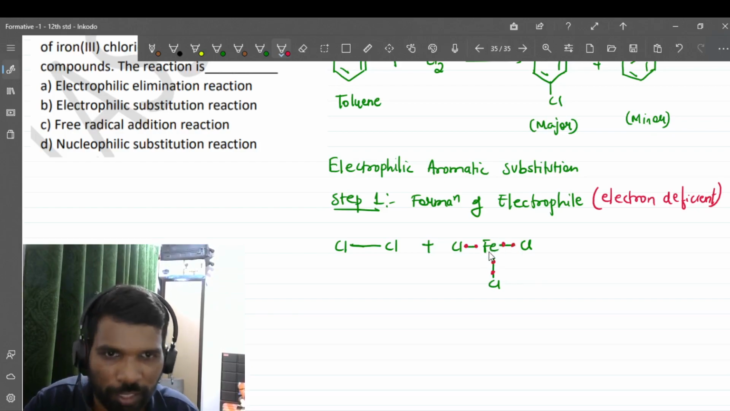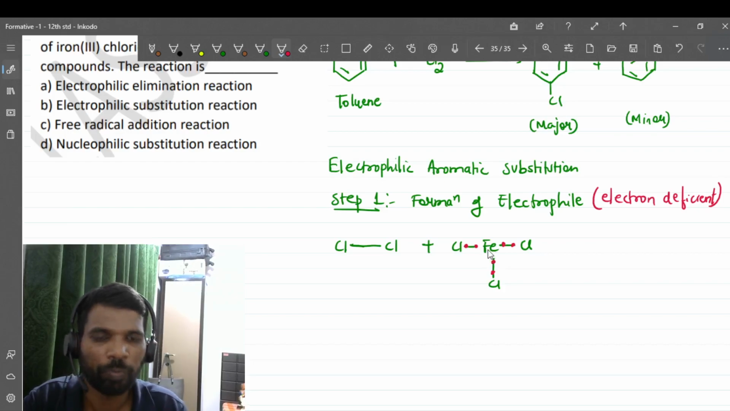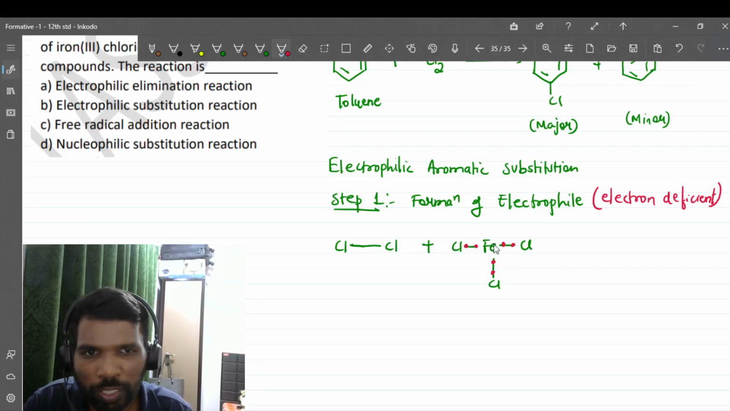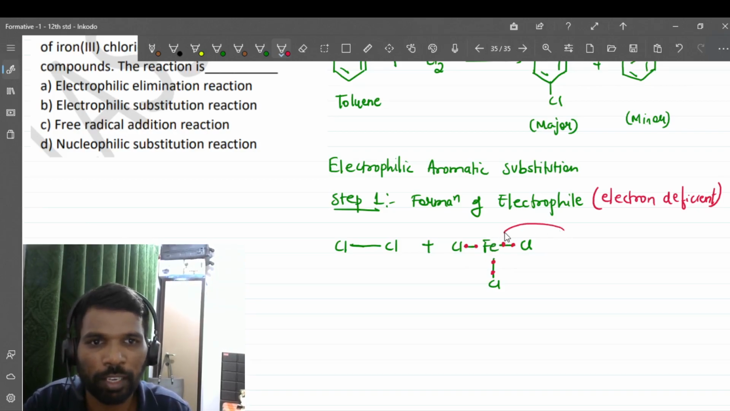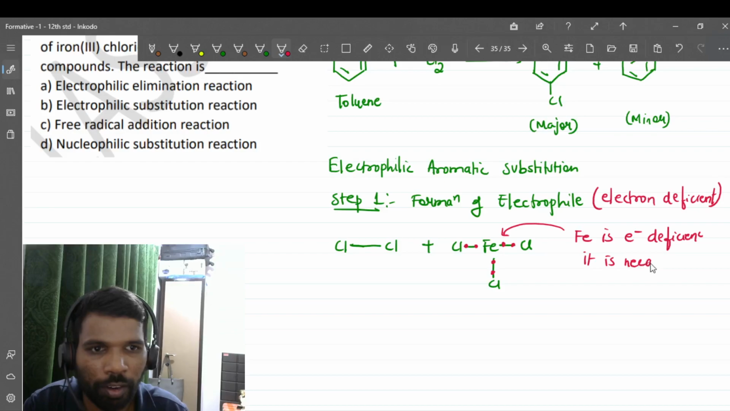There are just 6 electrons in its outermost shell. And one more thing is that this is connected to halides, which are highly electronegative. They are pulling all the electrons of Fe. That's why this Fe is electron deficient. Electron deficient means it is in need of electrons.